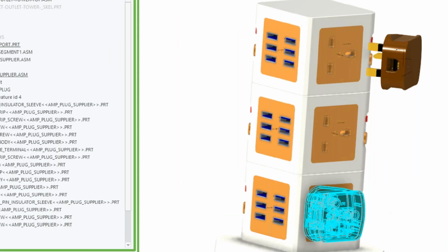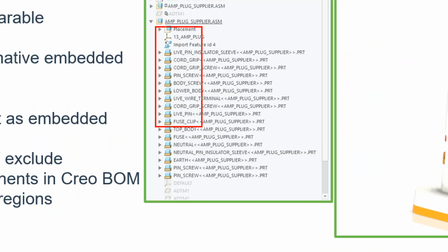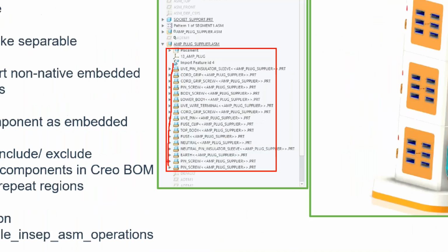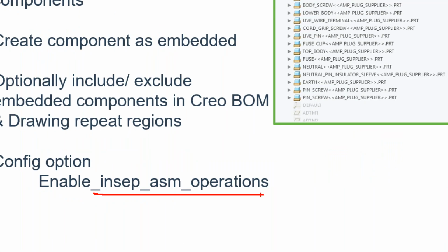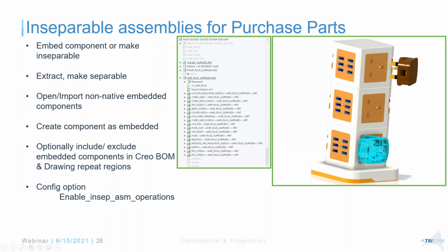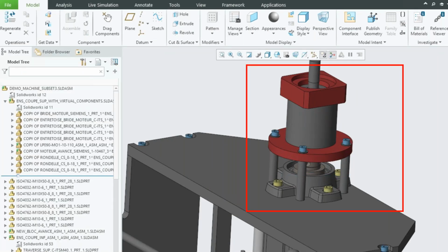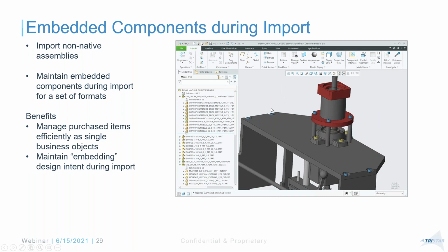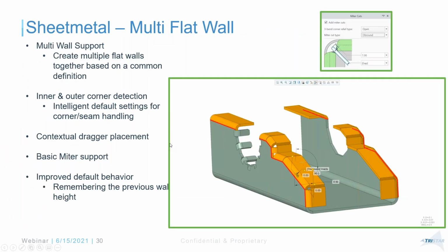So I have an assembly, this plug assembly, and you can see that its subassembly has quite a lot of components in here, and they're all embedded right now. So again, by default, it's turned off. You've got to enable this config option, inseparable assembly operations, and then you'll be able to make it inseparable. And this works even on imported components, during import. So maybe I imported this from SolidWorks or some other CAD system, and let's say it was a virtual assembly, I believe SolidWorks has it as a virtual assembly. So it's able to identify that, and it will embed it inside of Creo. So some pretty nice options, I think.